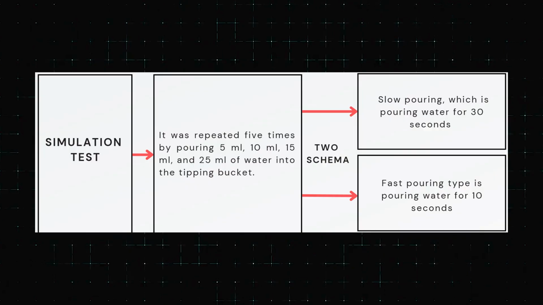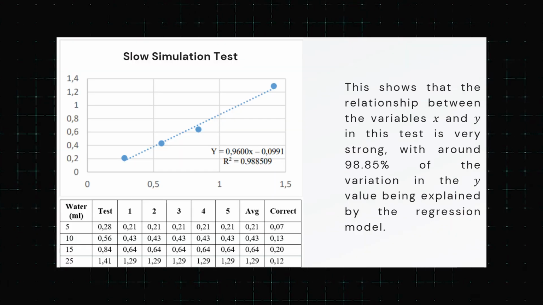So we're using two schemas for testing, and the testing was repeated 5 times by pouring 5, 10, 15, and 25 milliliters into the tipping bucket. In the two schema tests, the first is slow pouring, which is pouring water for 30 seconds, and then fast pouring, which is pouring water for 10 seconds. So this is our result.